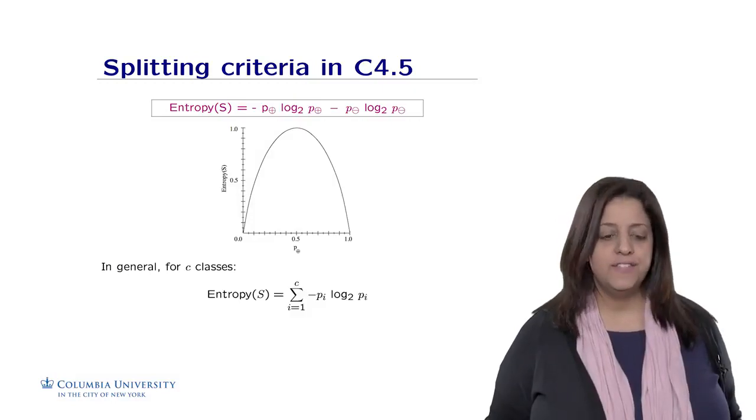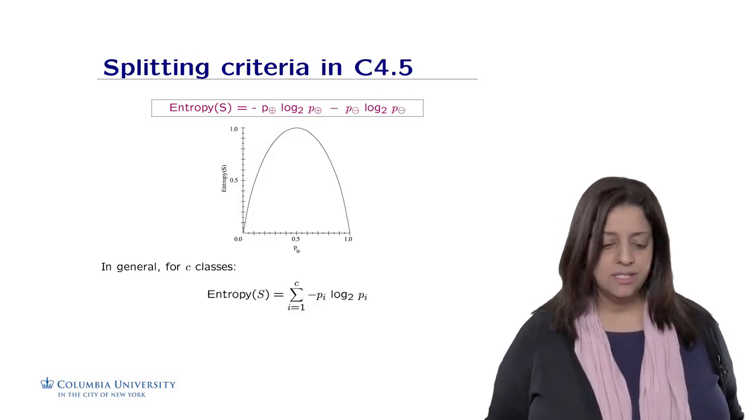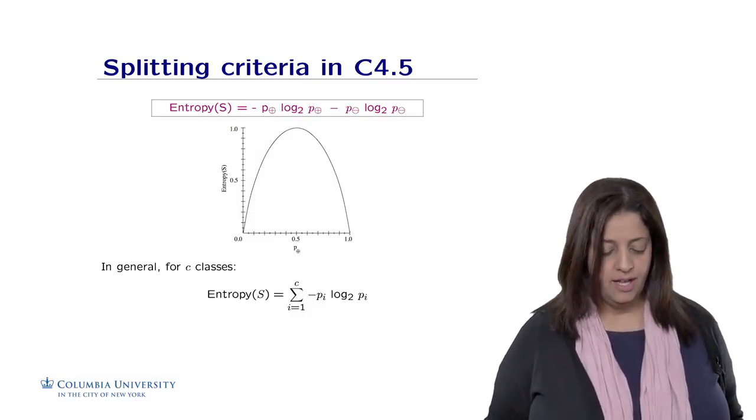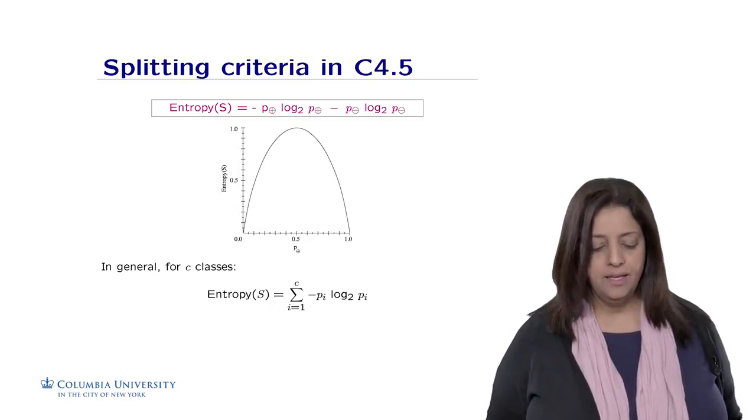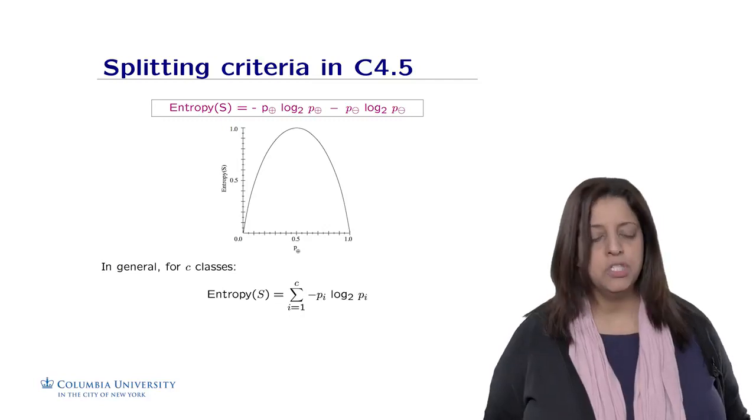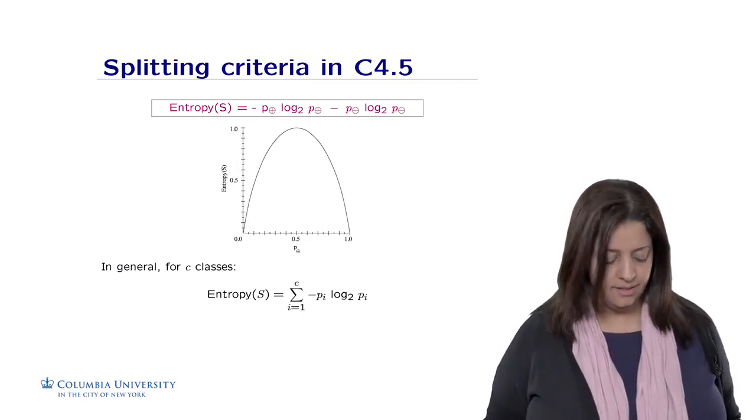In general, if we have C classes, we can generalize the entropy function for node S as the sum of minus p_i log 2 of p_i, where each p_i is the proportion of one of the classes in the data.